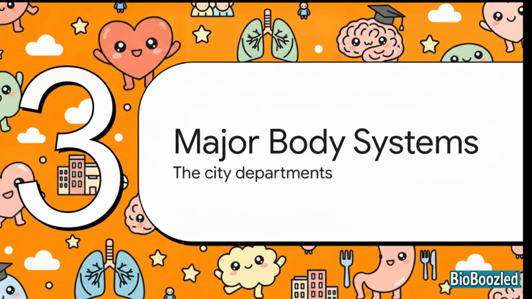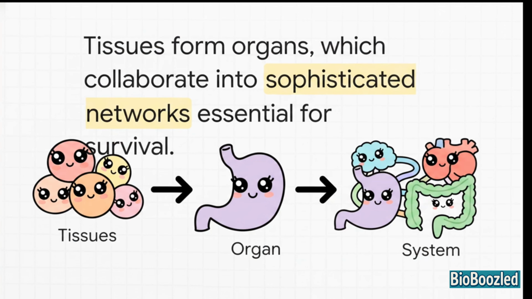Let's level up to section 3, major body systems, the big city departments. We've got our workers and our teams, so now let's really scale this up. Tissues assemble into distinct structures called organs, but organs rarely ever work alone. They collaborate to form vast systems. This orchestrates a remarkably sophisticated network that allows us to perform everything from foraging for food to evading danger. We have just scaled all the way up from microscopic fibers to full body infrastructure.